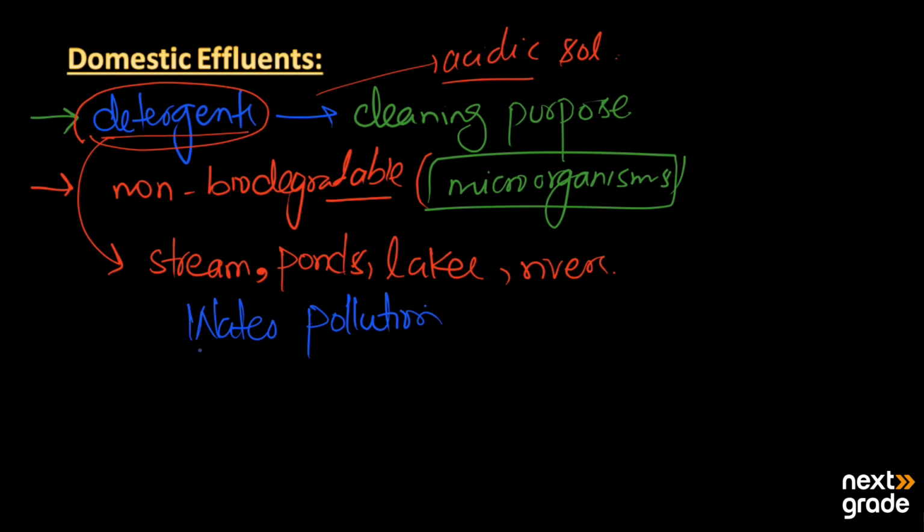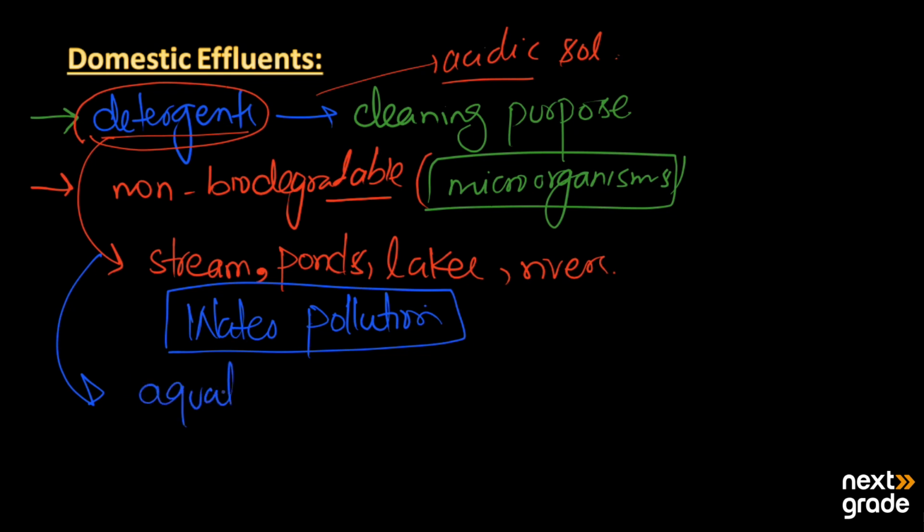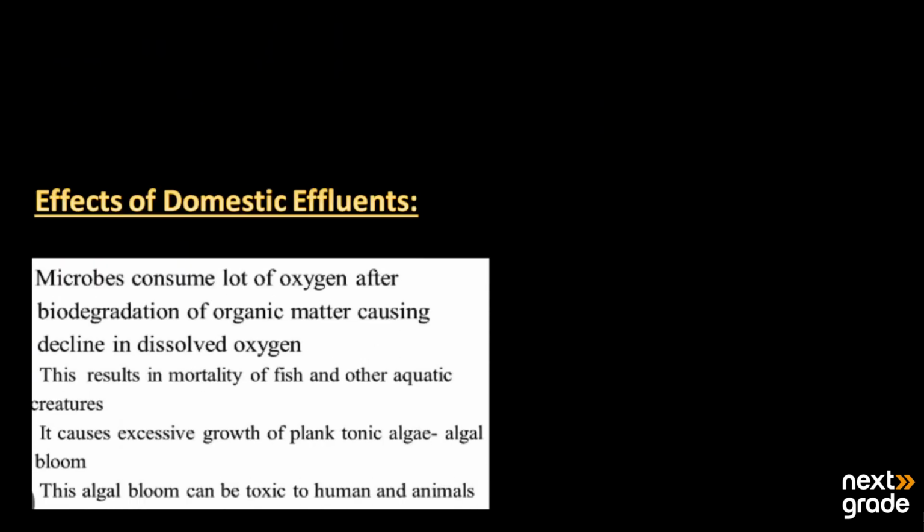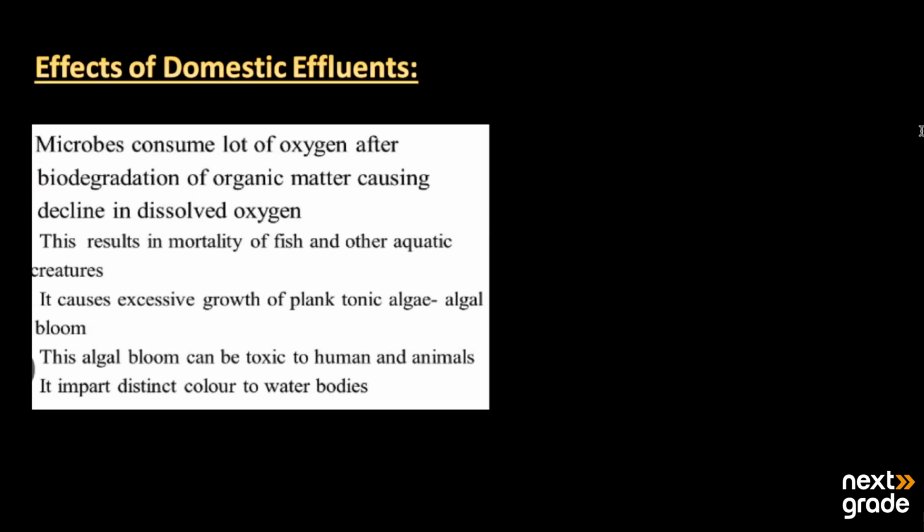Now that water pollution is a big problem, as it may cause different types of diseases in living organisms and in human beings. On the whole, when these detergents remain in the water for a very long time, the water becomes unfit for aquatic life. So this is the effect of domestic effluents on water pollution.